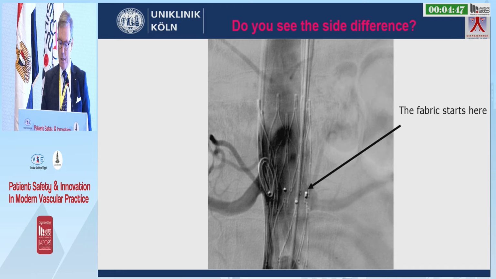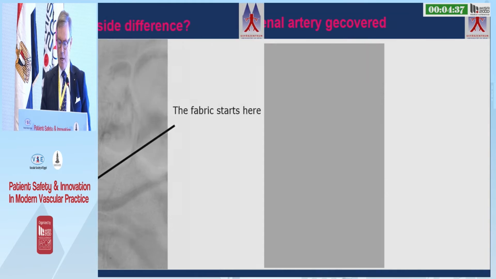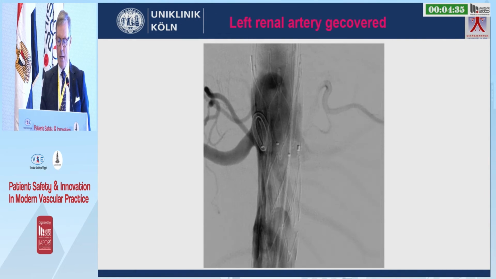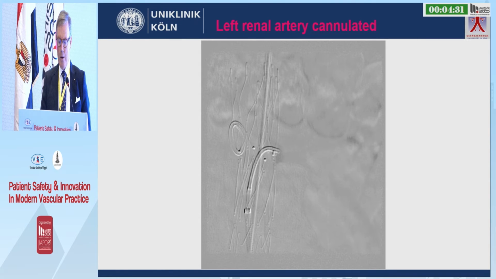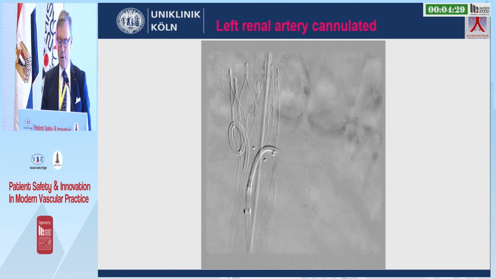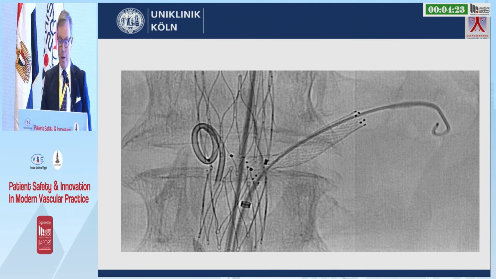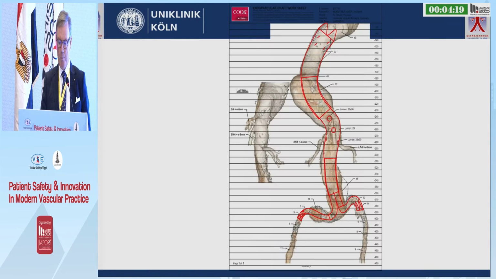the fabric starts very high up here. So you have covered more than two thirds of the left renal artery. And in this case, I would, like we did, cannulate the artery. And here you can see that the catheter is hanging on the fabric. And then you place a stent, and then you have solved the problem.